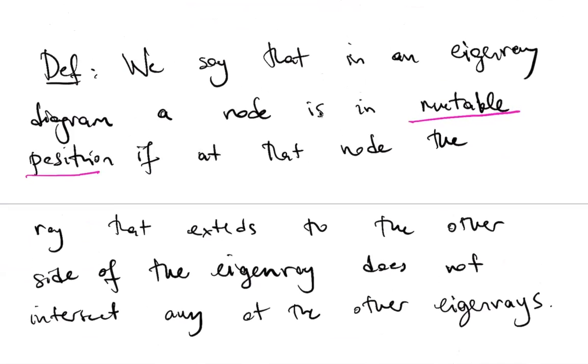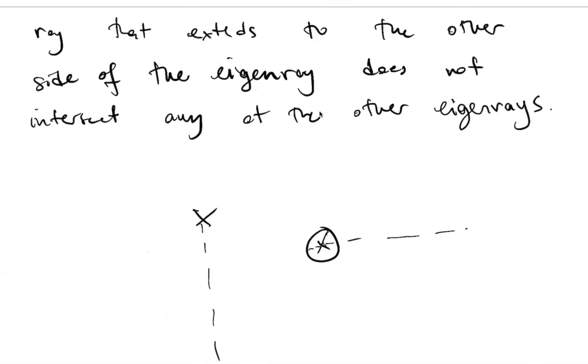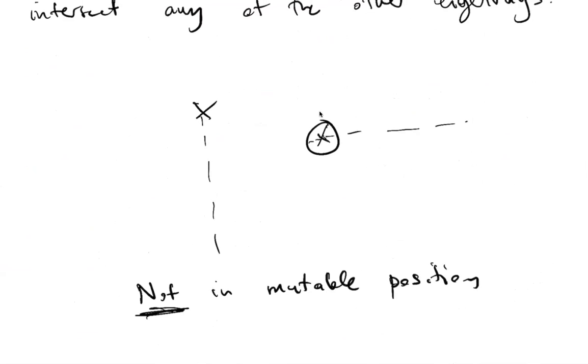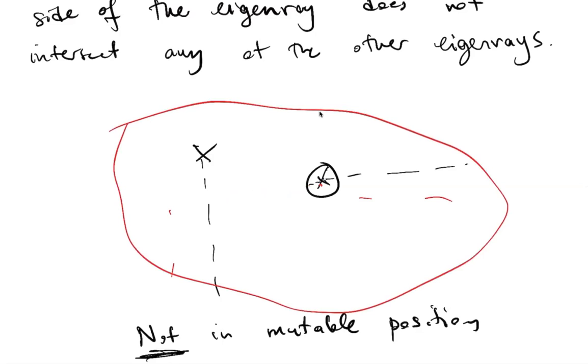Okay, so now I want to say that a node in an Eigenray diagram is in mutable position if the ray that extends to the other side of the eigenray does not intersect any of the other eigenrays. I have this eigenray and this eigenray in my picture, this one and this one. I look at the other side of this, and if that ray does not intersect any of the other eigenrays, then I will call this node a node in mutable position. In the picture I have here, the node that I circled is not in mutable position because it intersects.